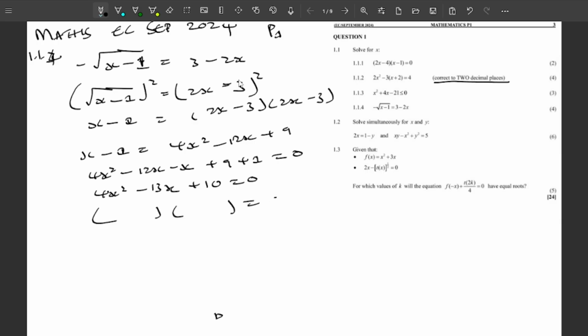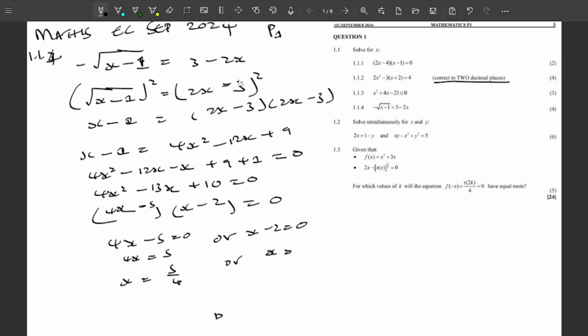of which the factors here, it's 4x and x, and the factors inside, it's going to be 5 and 2. And afterwards we then equate both of these brackets or variables to 0, and then we're going to have 4x minus 5 is equals to 0, or x minus 2 is equals to 0. And then from here on we solve for x, and my x value is 5 over 4, and on this side my x value is what? It's only 2. So we have to also check which value here is the correct answer.